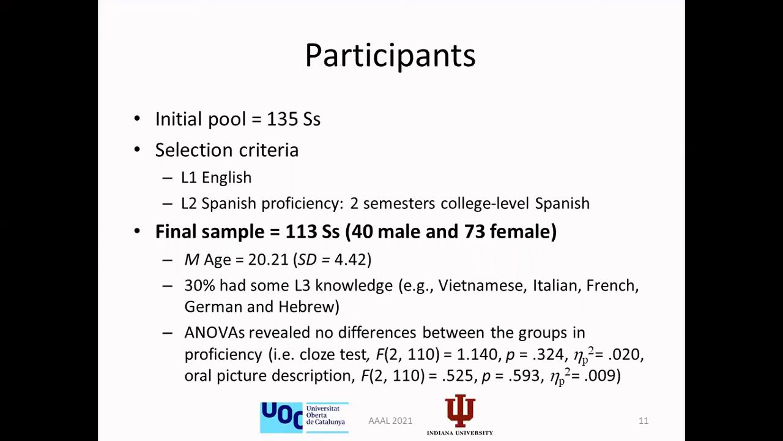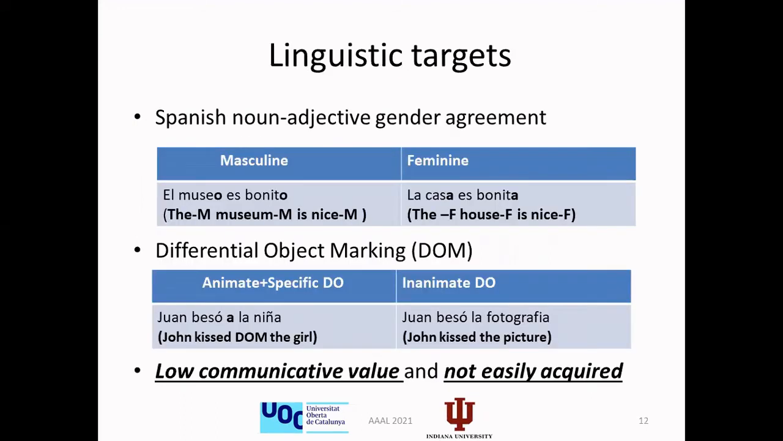Participants' age was 20 years on average, and we used 2 general proficiency measures, a cloze test and an oral description task, to determine that there were no differences in Spanish proficiency between the 3 groups: control, implicit feedback, and explicit feedback. 2 target structures in Spanish were selected: noun-adjective gender agreement and differential object marking, based on their low communicative value and the fact that they are not easily acquired by English learners of Spanish.